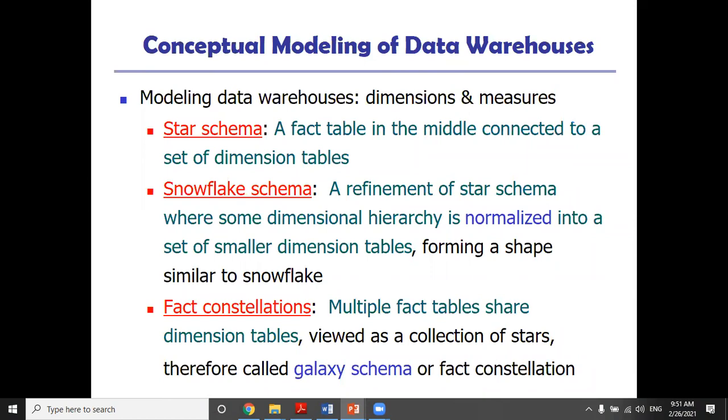How can we define a schema in an RDBMS? By using CREATE TABLE, the table name, then the attributes separated by commas. Okay, that is the RDBMS schema.